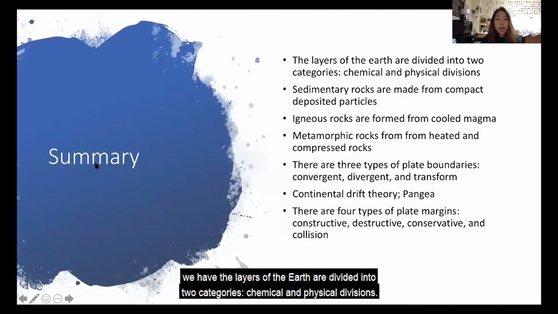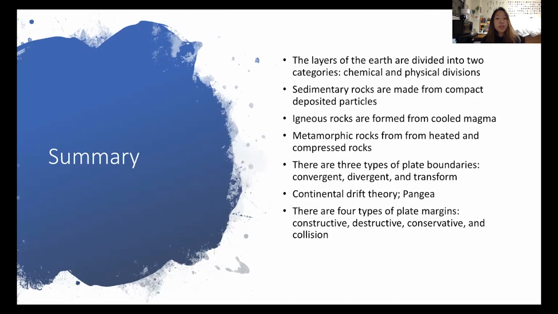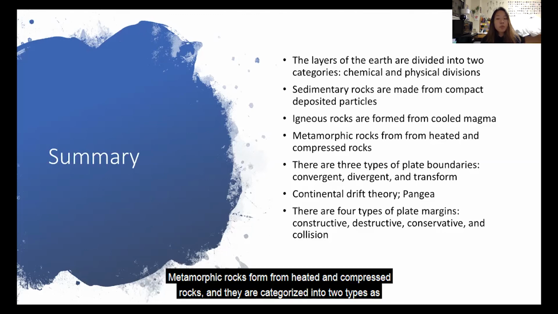So, in summary, the layers of the Earth are divided into 2 categories: chemical and physical divisions. We have 3 types of rocks: sedimentary, igneous, and metamorphic. Sedimentary rocks are made from compact deposited particles. These particles can range in size from clay to silt to sand to pebbles. We have igneous rocks that are formed from cooled magma. And there are 2 types of igneous rocks: extrusive and intrusive, depending on where and when and how they cool. Metamorphic rocks form from heated and compressed rocks, and they are categorized into 2 types as well: foliated and non-foliated. You can tell if they are foliated by their sheet-like structure.